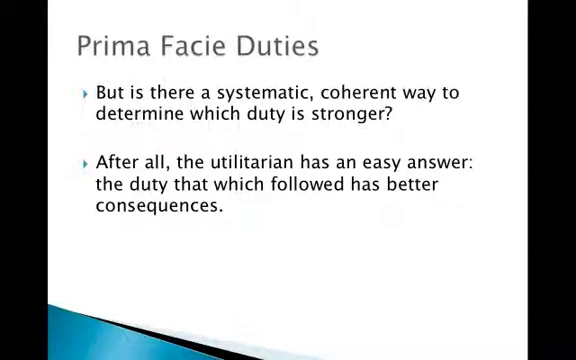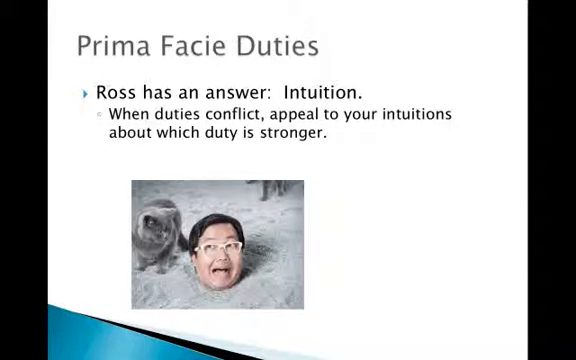After all, the utilitarian does have an easy answer. The duty that, when followed, would have better consequences. They have a systematic, coherent way to explain which duty ought to be followed. Does Ross offer a way? Well, he has an answer. He says, intuition. When duties conflict, appeal to your intuitions about which duty is stronger. So, for example, I bet most of you would have a stronger intuition that you should help out your mother than keep your promise to your boyfriend or girlfriend when your mother is seriously ill.